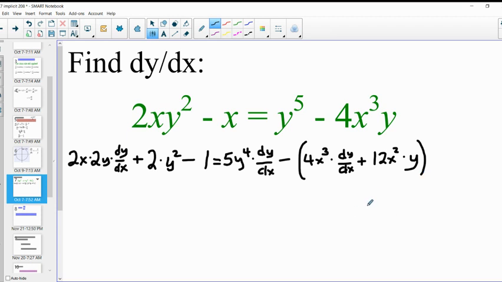And now if I want to solve this equation for dy dx, I want to isolate those dy dx. This looks like a really nasty algebra problem, but it's actually not all that bad. First thing I'm going to do is combine 2x times 2y, I'm going to call that 4xy dy dx.